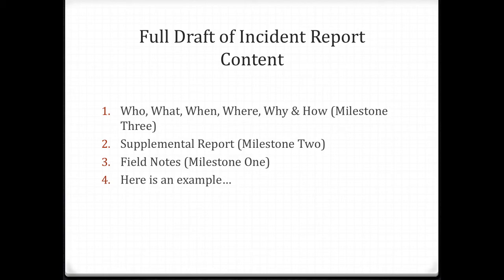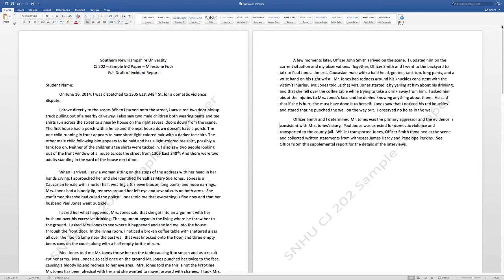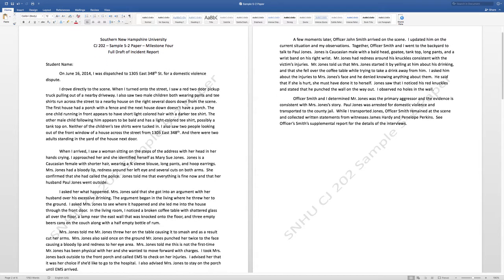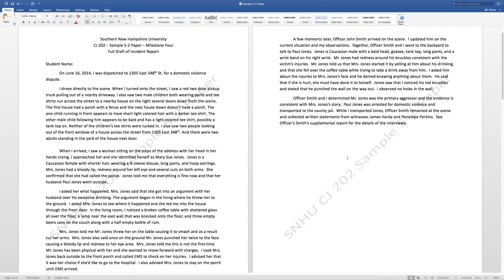Here's an example that I'll email to everyone so you can see what my expectations are to meet the critical elements of the rubric. Let's take a look at this sample paper. As I said, I will email everyone a copy of this. This is the way I would expect to see your paper come in. It starts out with the narrative of what you did. You were the primary officer, you were dispatched, you were assigned to handle a call. So you were dispatched, you arrived. Here's what you saw when you arrived. You saw the red pickup truck, you saw children in the street, you saw people looking out the window from across the street. You saw a woman sitting crying, you identified her, so on and so forth.